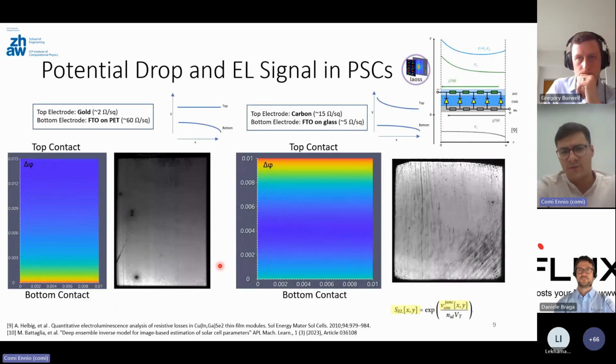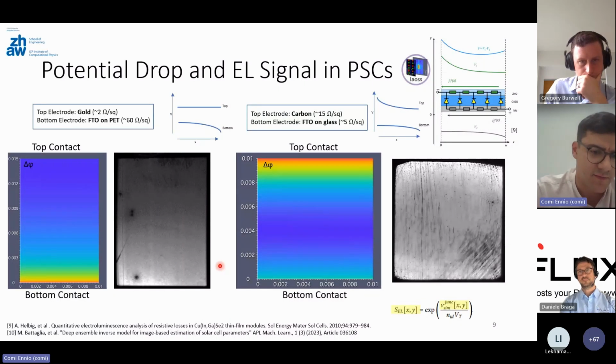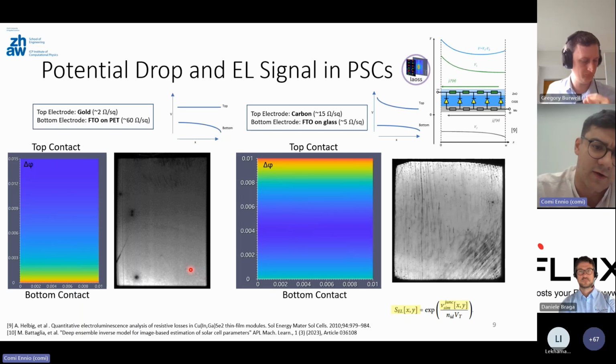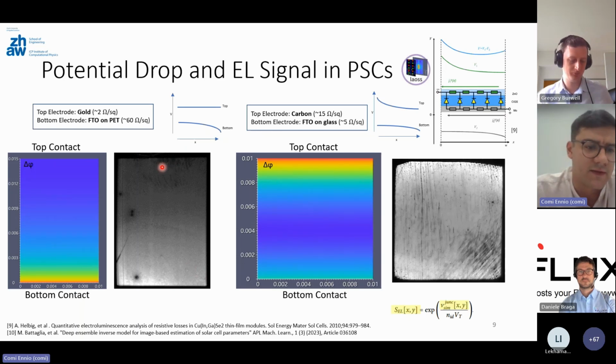I want to continue with electroluminescence images. So we measured a few different devices. The device here on the left has a very well-conducting top electrode and a quite resistive bottom electrode. And that's why we see the signal just fading from a very bright signal here on the bottom to a very dark signal here on top. It's also what we can simulate very well.